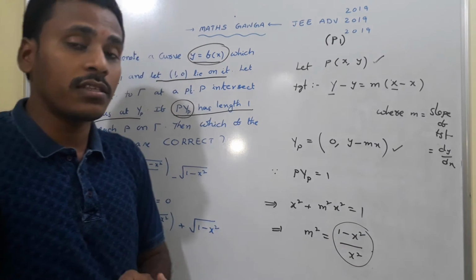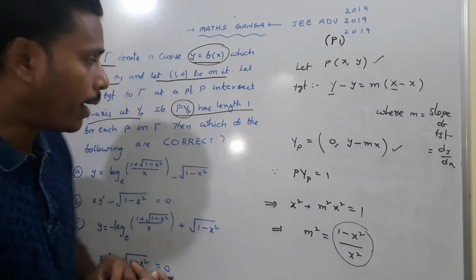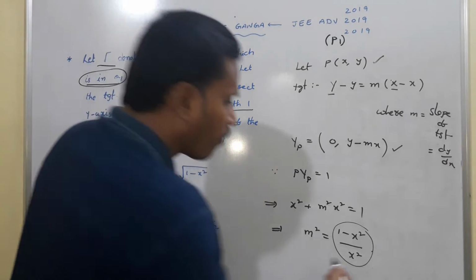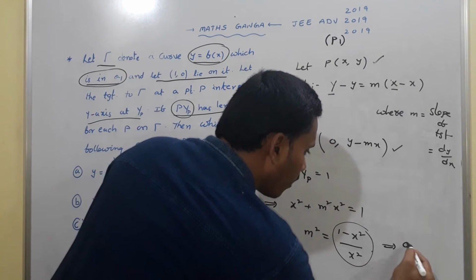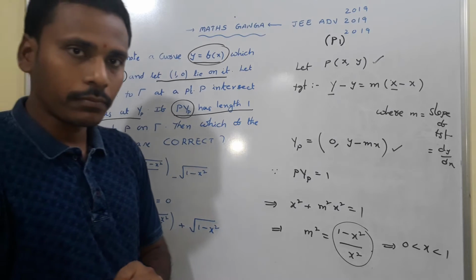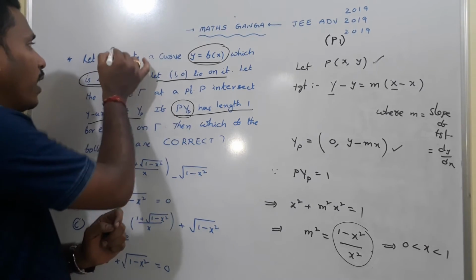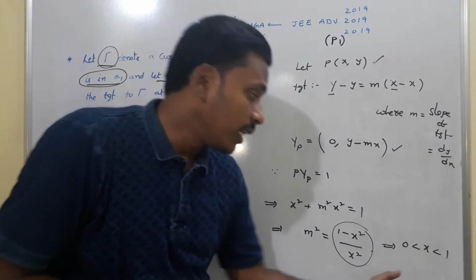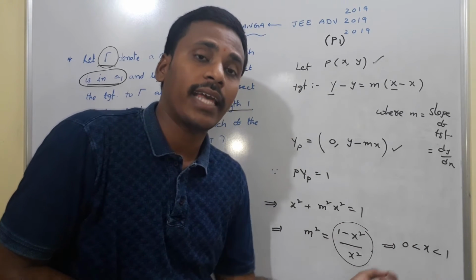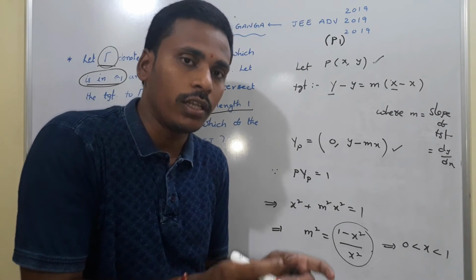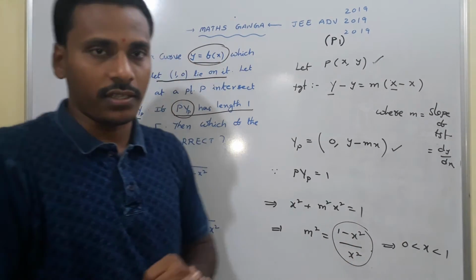So the value of x is in the range of minus 1 to 1. But as they mentioned, the curve is in the first quadrant. From this we have to conclude that the values of x are in between 0 and 1. That means the curve y equals f of x completely lies in the range of 0 to 1. As x varies from 0 to 1, in that region only, the curve y equals f of x exists.